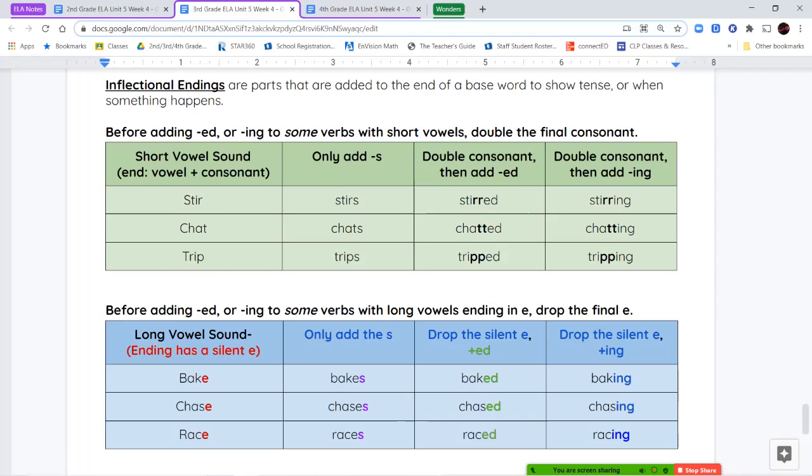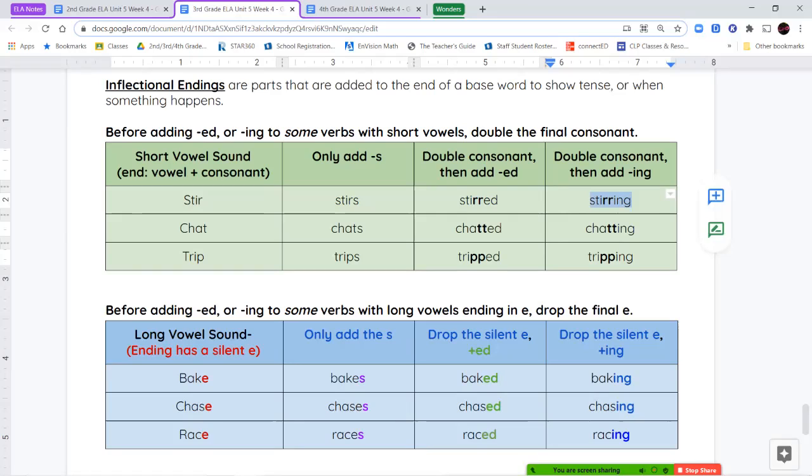If it ends with a vowel and then a consonant, like the word stir, S-T-I-R, has a short vowel sound, it says I, it doesn't say I. We add an S to it, stirs, but for adding an ED or an ING, I'm going to double that consonant, S-T-I-R-R-E-D, S-T-I-R-R-I-N-G, stirring. And you can hear me stress that R sound.